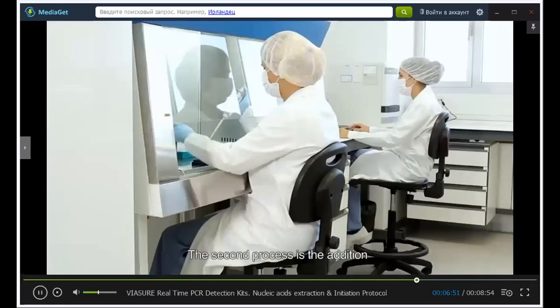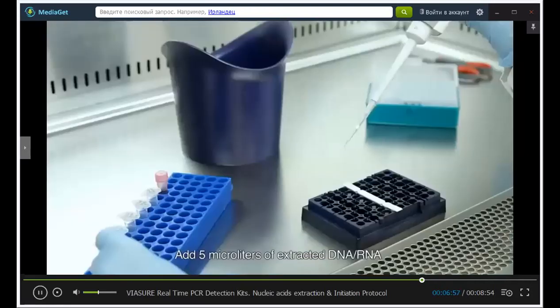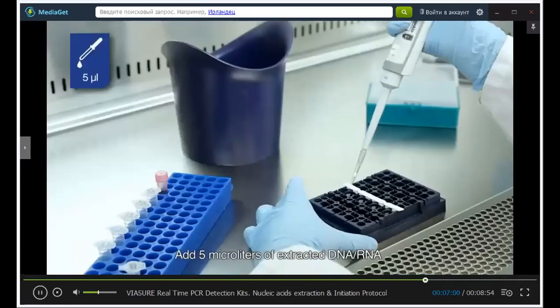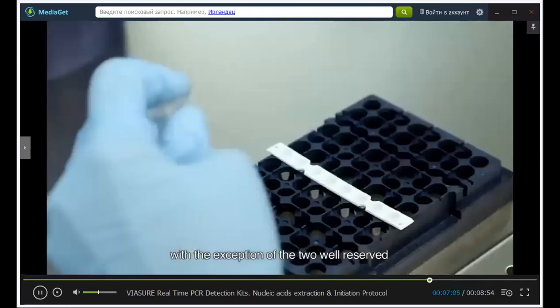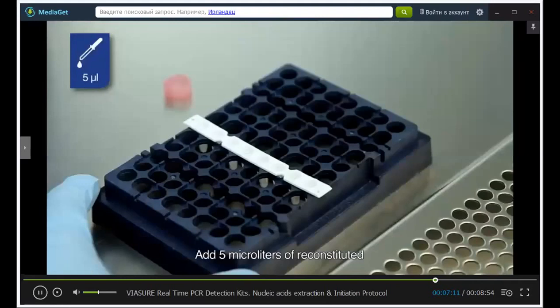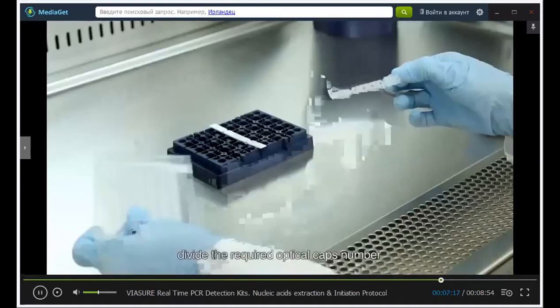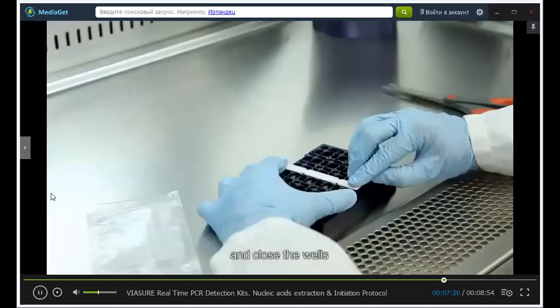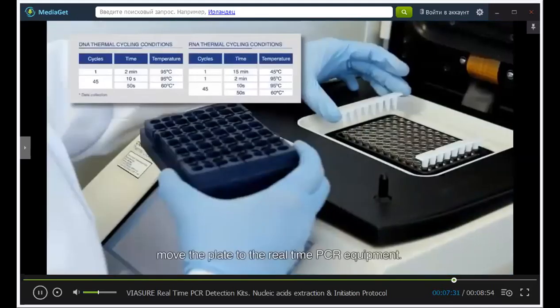The second process is the addition of the nucleic acids and positive control to the rehydrated wells. Add 5 microliters of extracted DNA, RNA from each sample in the rehydrated wells, with the exception of the 2 wells reserved for the positive and negative control. Add 5 microliters of reconstituted red vial positive control in the reserved well for positive control. To finish, divide the required optical caps number and close the wells. After this process, move the plate to the real-time PCR equipment.